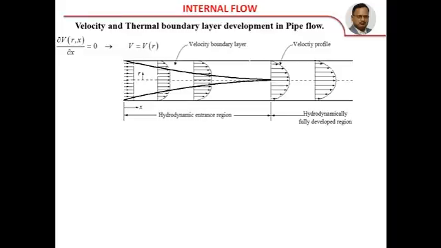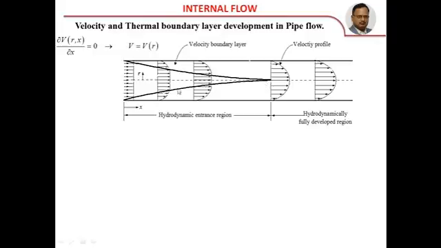Like external flow, in internal flow also, the boundary development will happen. Both velocity boundary development and thermal boundary layer development. Imagine fluid is flowing through a pipe like this. At the beginning, the velocity is 0 on the surface, but here it enters with a velocity of v.